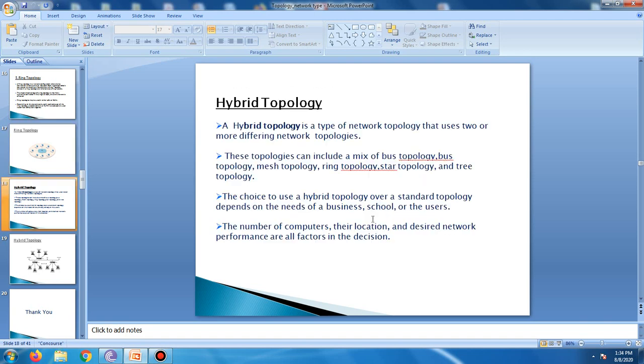Next one, hybrid topology. A network that combines several topologies as subnetworks linked together in a larger topology is called a hybrid topology. It is a type of network topology that uses two or more differing network topologies. These topologies can include a mix of bus, mesh, ring, star, and tree.